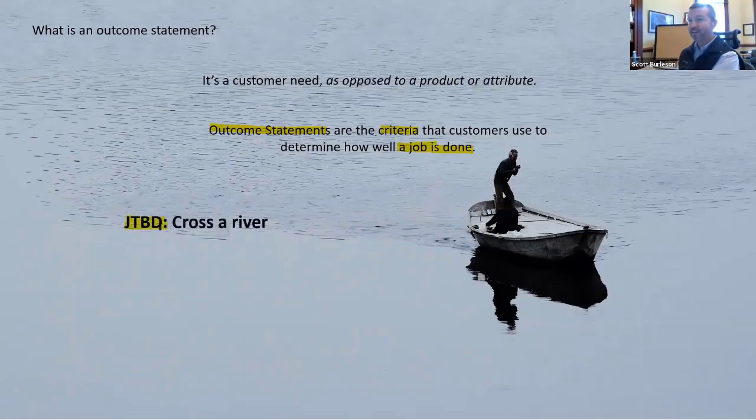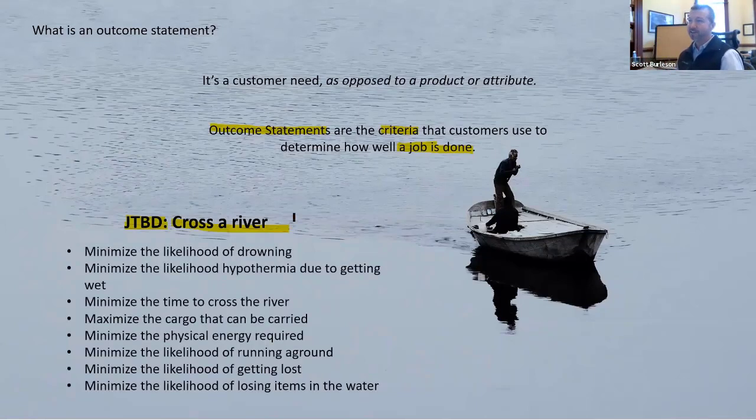I've got this acronym here. In this case, if we wanted to cross a river, what would be some of the outcomes we would have? What are some of the criteria we would use to evaluate our method of crossing a river? Well, we probably don't want to drown. We probably want to get across that river quickly. We might want to carry a lot of stuff with us. This is where I reveal my laziness: I like to minimize the physical energy required.